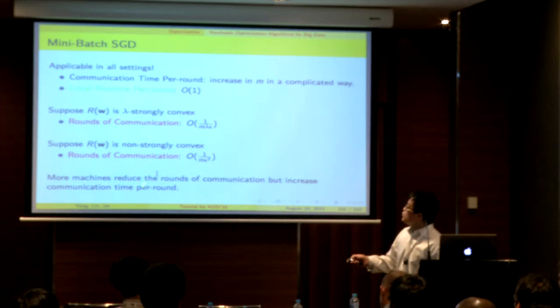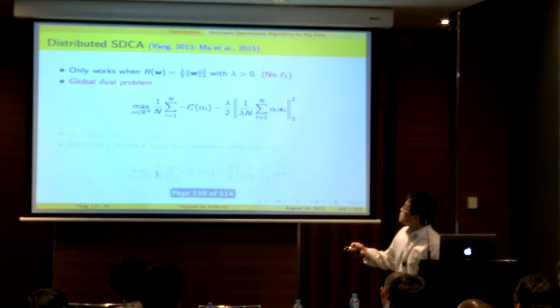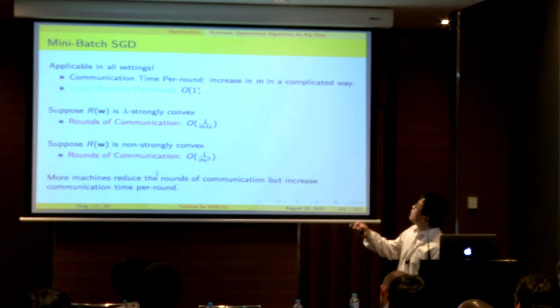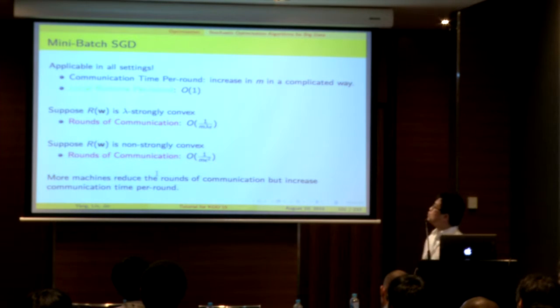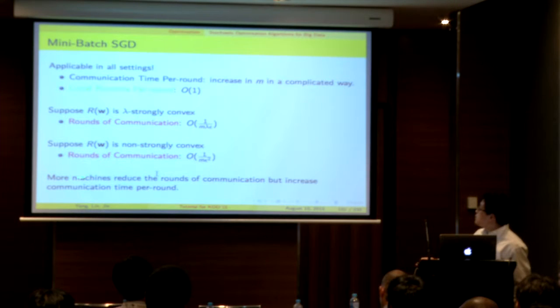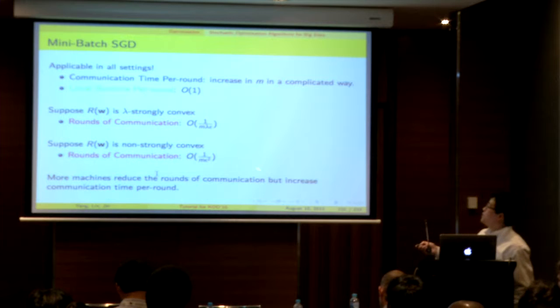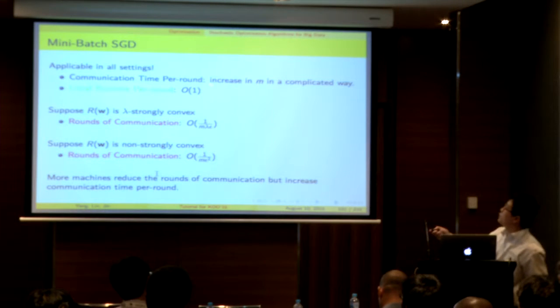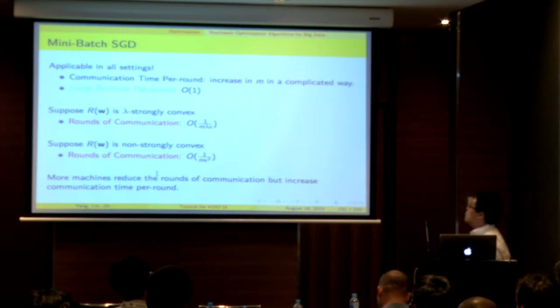And now, how do we choose the number of machines? It's easy. If a local machine is very fast, you want to use fewer machines. If your local machine is very slow, you want to increase the number of machines. There's a trade-off here. You can see that when m increases, the rounds of communication decrease. But at the same time, this blue part will increase. So you have to balance it by yourself.